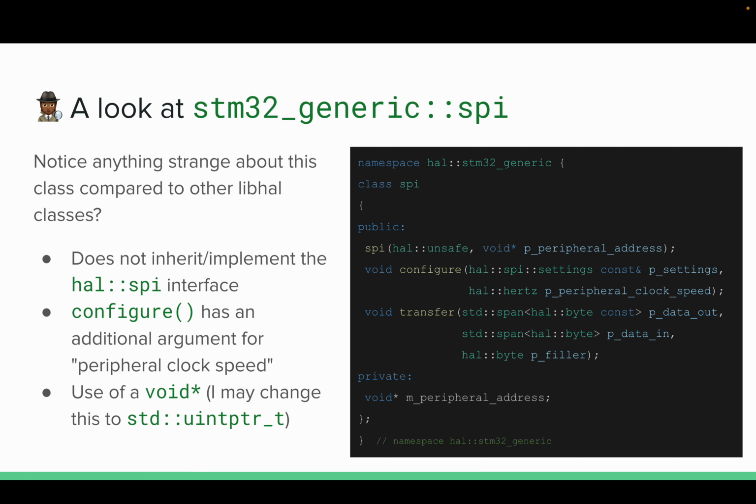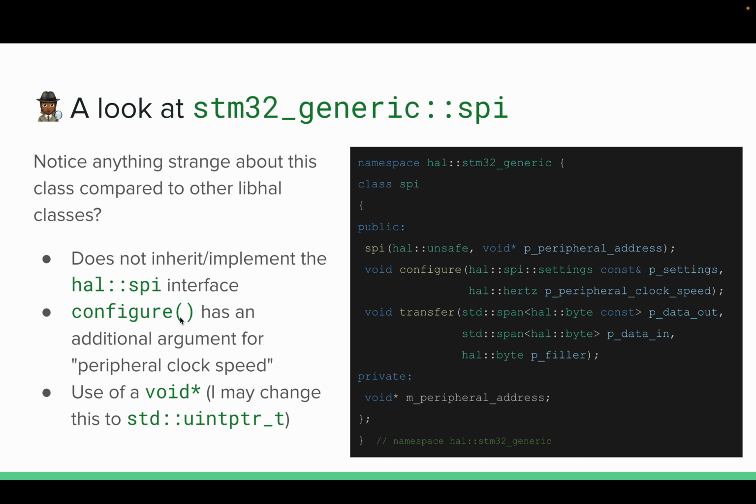Next up, let me show you a little bit of what the code looks like. Looking at this driver here, something might look a little strange compared to other libhal classes. One thing you may notice is that there is no public HAL SPI here. It's not inheriting SPI. It is not an implementation of the SPI interface. It doesn't need to be. I don't want it to be.